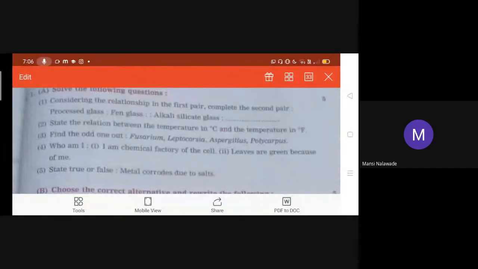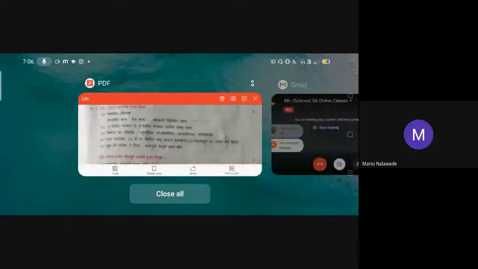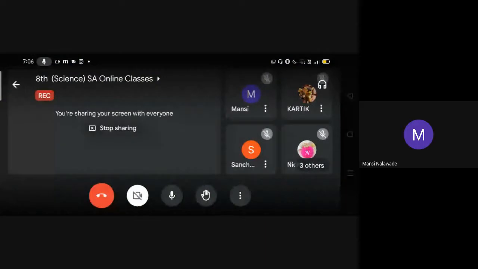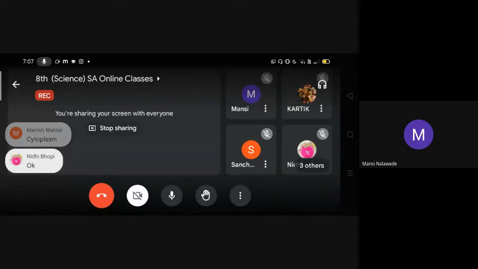Who am I? I am chemical factory of the cell. मी तर पेशींचा जणू रसायन कारखाना. मायटोकॉन्ड्रिया. Yes, I think. मायटोकॉन्ड्रिया is a powerhouse of the cell. केमिकल्स म्हणते. I think mitochondria, but we should make it clear.